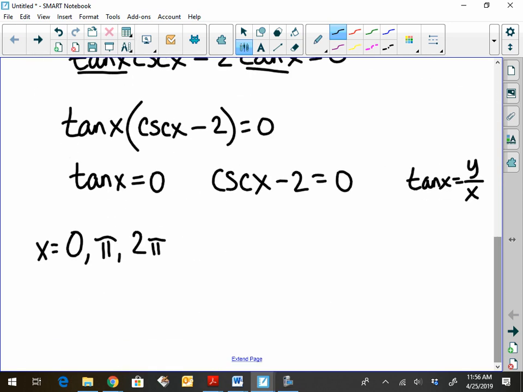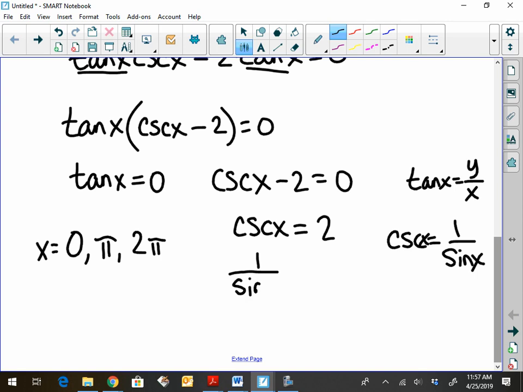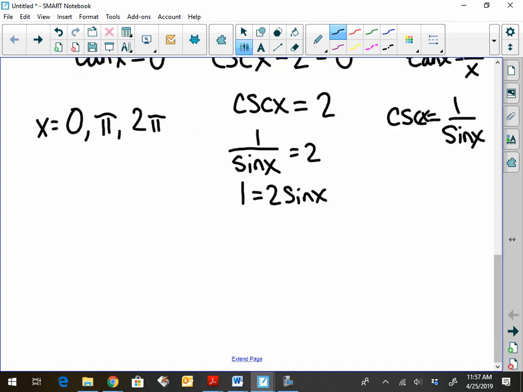And then cosecant we could say, okay, cosecant of x equals 2, and add our 2. Now, cosecant is equal to 1 over sine of x. So to show a couple more steps here, I could switch this and say 1 over sine of x equals 2. I could multiply both sides by sine of x, and then I end up with sine of x equals 1/2.